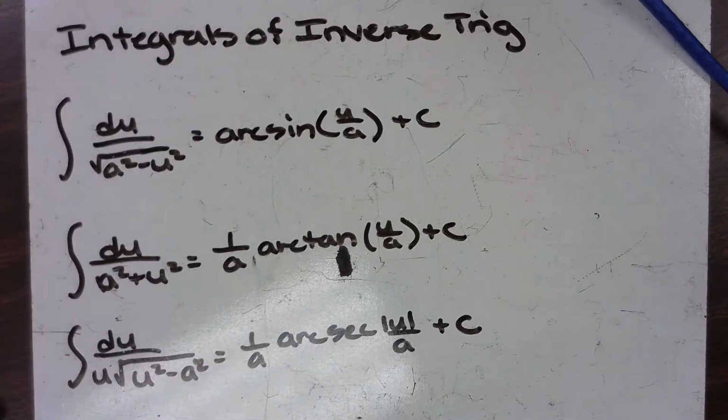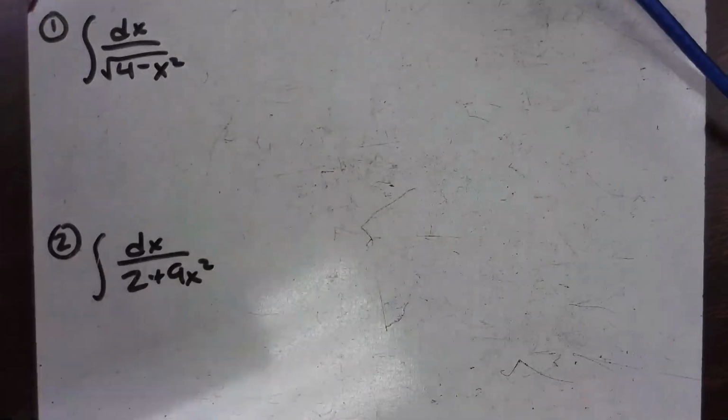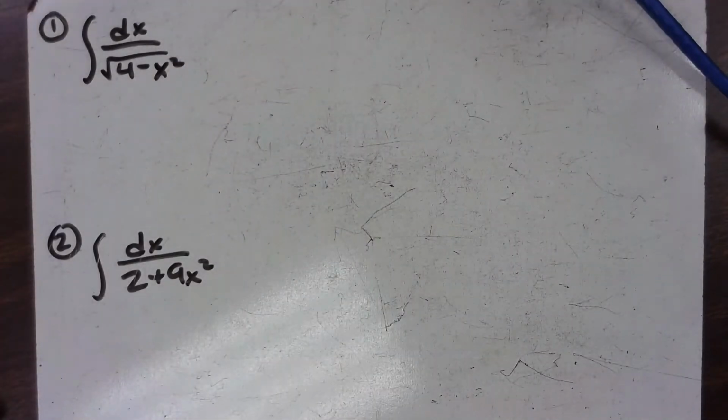We're going to be dealing with ones where not only do we have x, but a is going to be something other than 1 as well. So we will have to use some u substitution in here. Keep these handy, have them memorized. All right, so here we go.